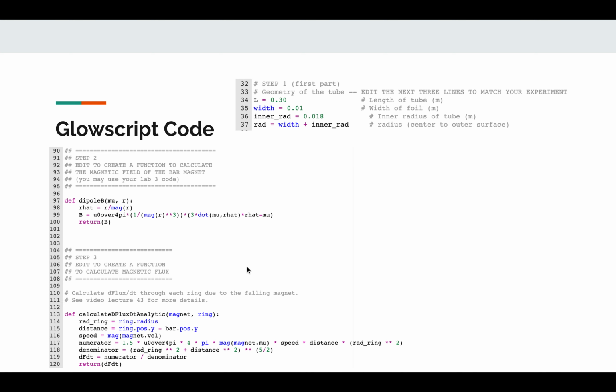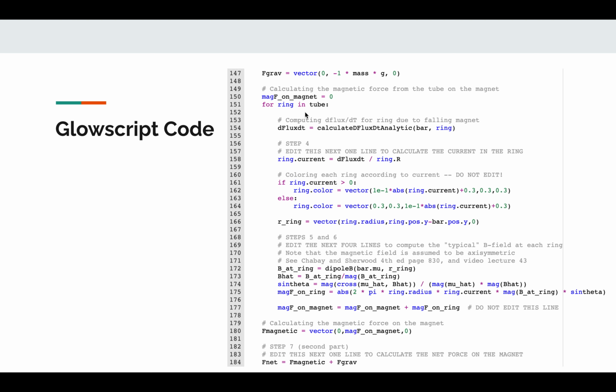This is my Glowscript code. I first entered all the measurements, and then I wrote a function for the magnetic field and dΦ/dt. And then I finished all the other steps and calculated and got the result for the net force on the magnet.